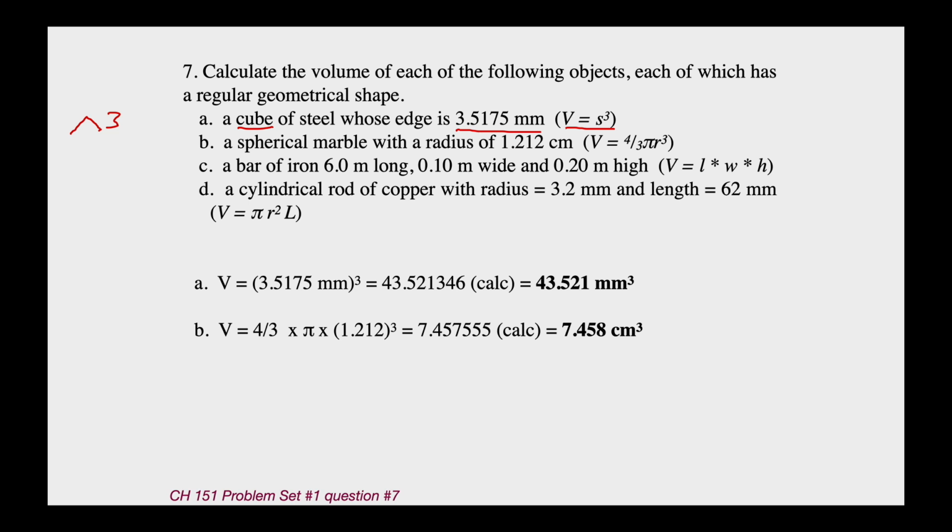Pi is like unlimited sig figs for us. I mean, it just goes on and on and on, which is cool. And 4/3 is an exact conversion. It's always going to be 4/3 in the volume of a sphere.